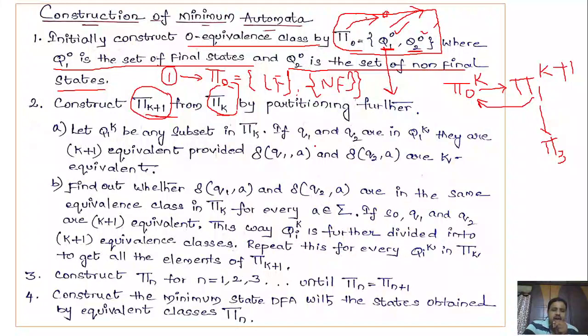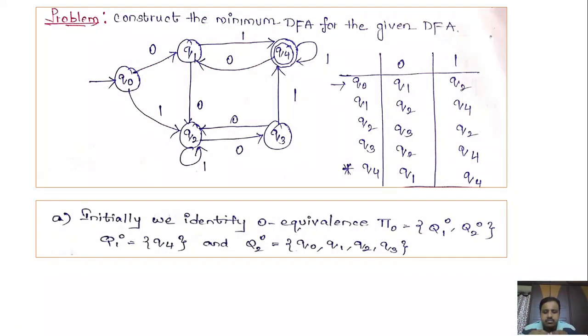We will do one example and then come back to this algorithm once more, so that you get a clear picture of it. Try to practice on paper if possible. Construct the minimum DFA for the given DFA. The problem is that we have to minimize the given DFA. This is the given DFA and this is the transition table that we have.